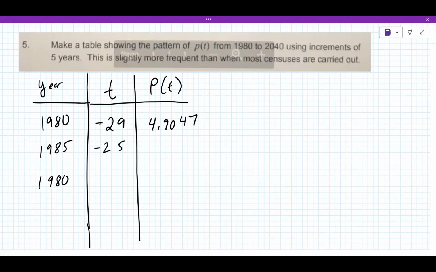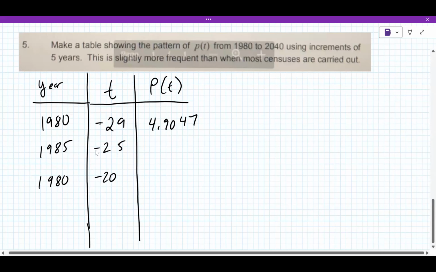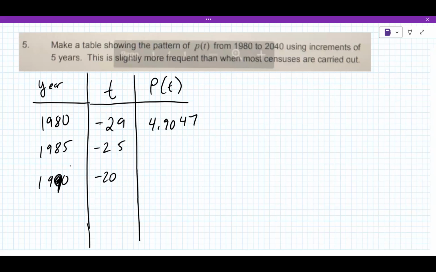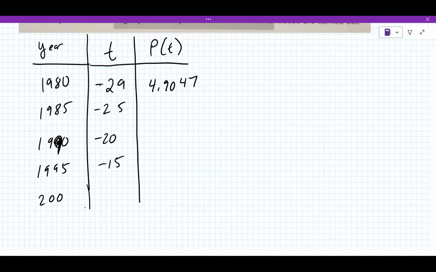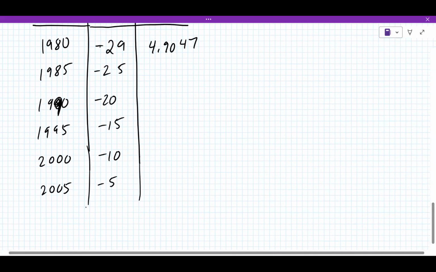1980 is minus 20, and so on. We're going to do this all the way up to, sorry, 1990, and so on. We're going to go 1995 minus 15, and so on. 2000 minus 10, 2005, 2010 is 0. That doesn't seem right.